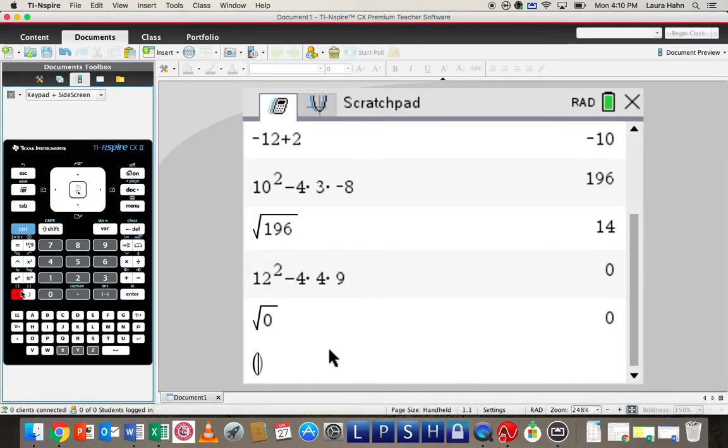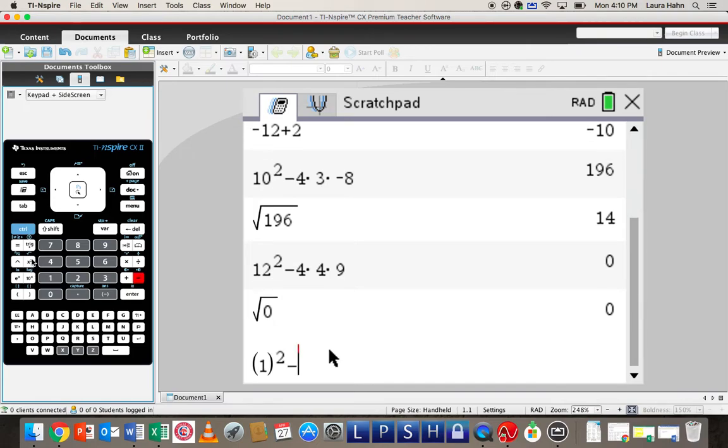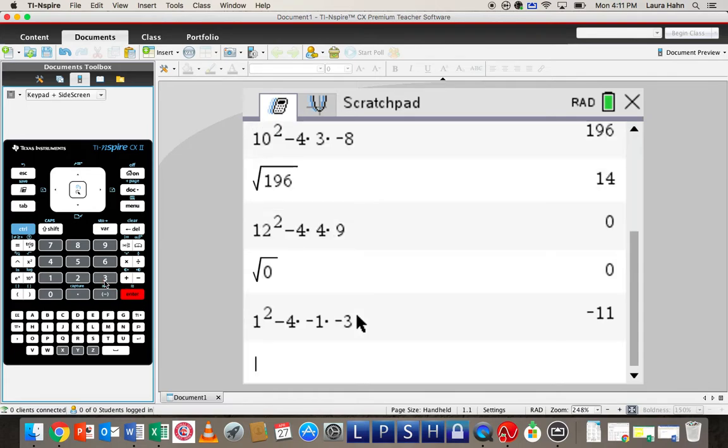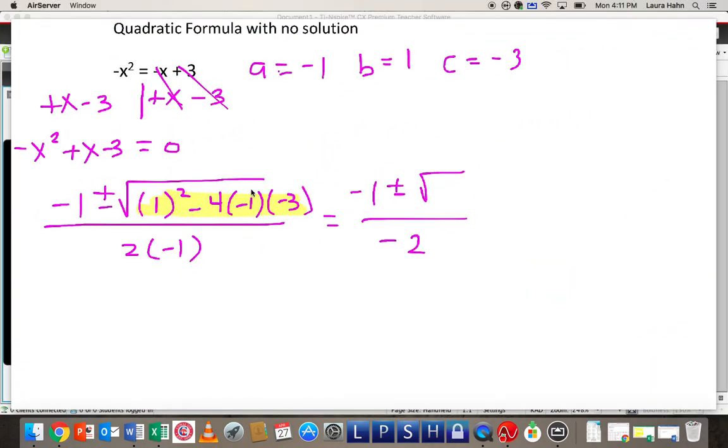So I'm going to have 1 squared minus 4 times negative 1 times negative 3. And it gives me a negative 11. So all this stuff on the inside simplified to a negative 11. Okay, so now what I want to do is the square root of negative 11. Does this simplify to a nice, pretty number?